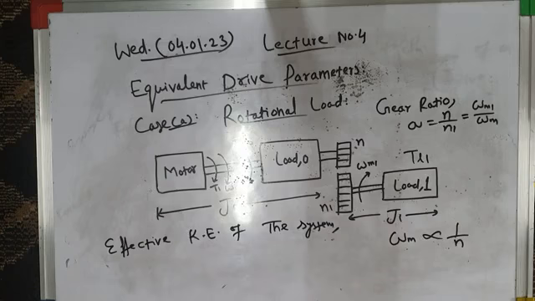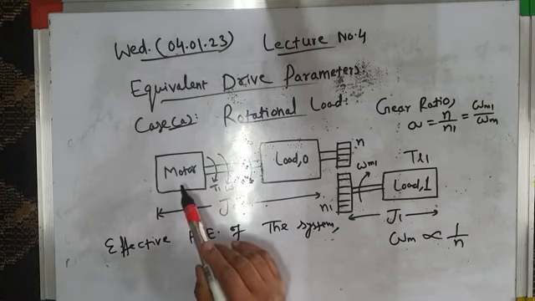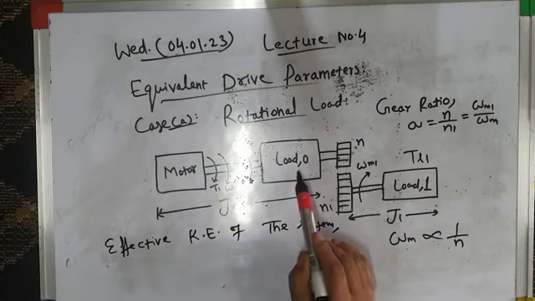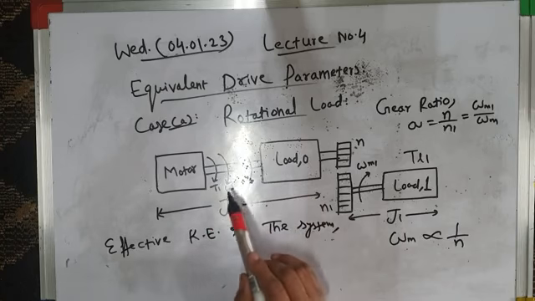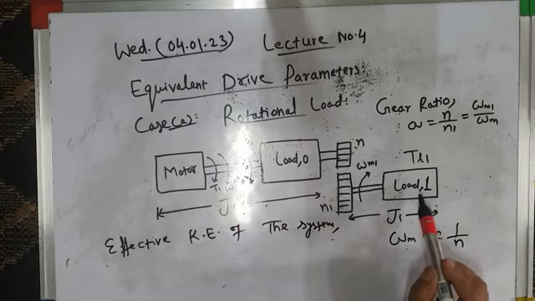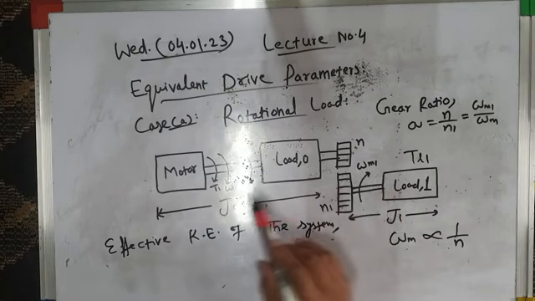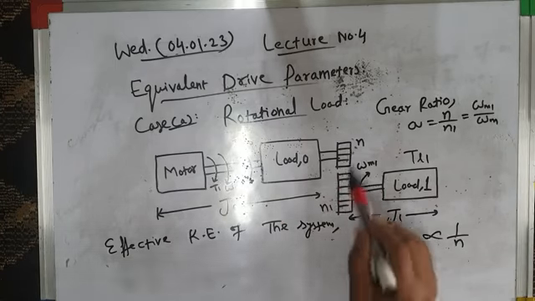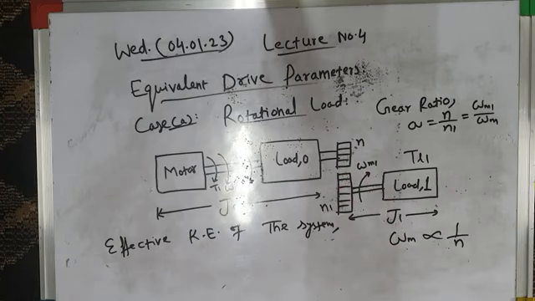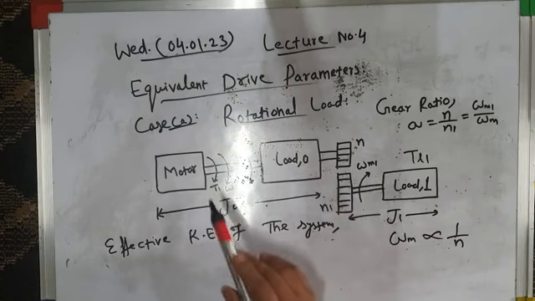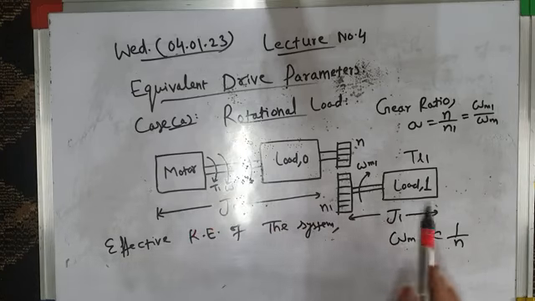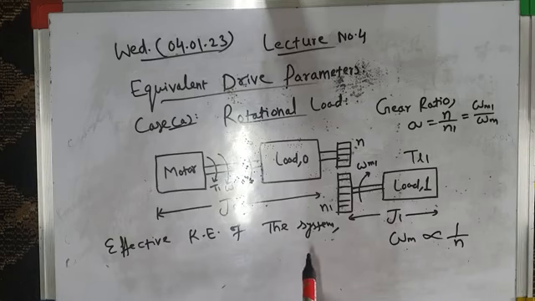When I say effective kinetic energy of the system, when the motor runs, it runs load 0 at speed omega m, and it also runs load 1 at speed omega m1, where omega m1 is different from omega m because of this gearing arrangement. When the whole system starts rotating, kinetic energy gets stored in the rotating parts of the motor and both the loads. And what is the effective kinetic energy of the system?